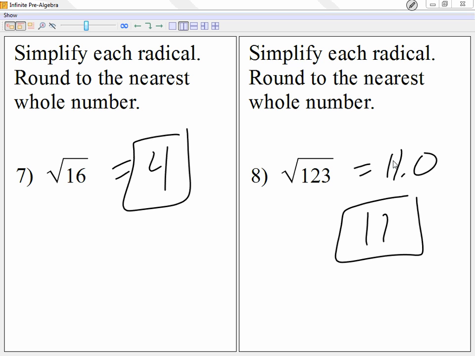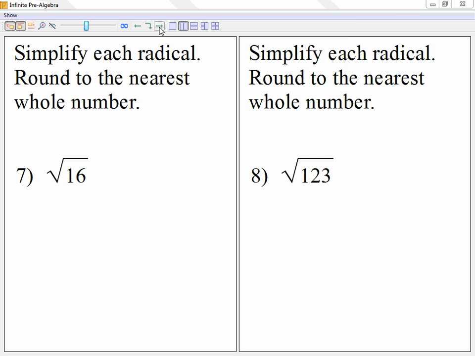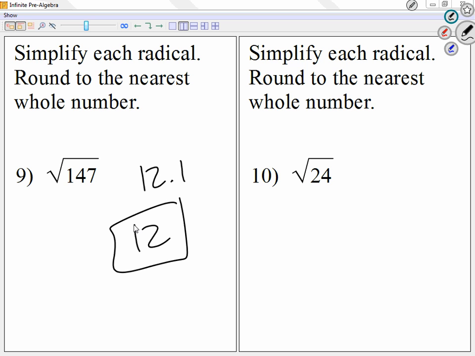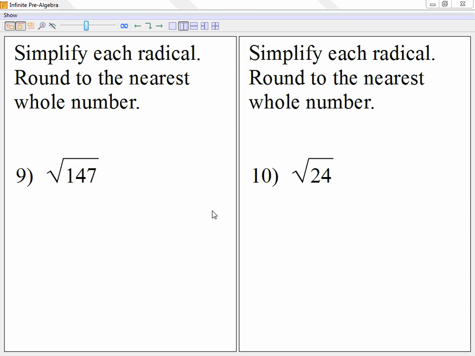So on the review, there's 6 of these. On the final test, there's 4 of these. Any questions up until 12? 9? All right, looking at 9, I get the square root of 147. As a decimal, I get 12.1. So the 1 is too small, so I'm going to call this 12. Any other questions up until 12?